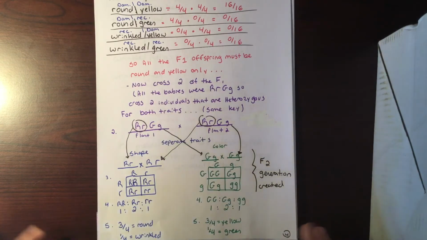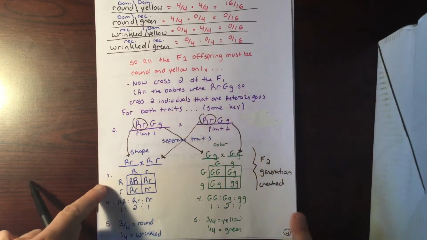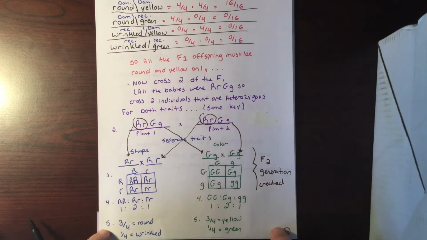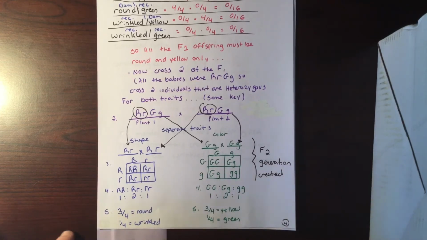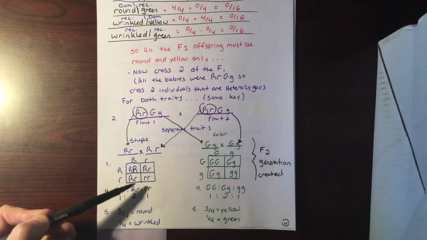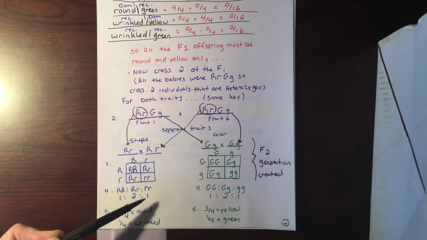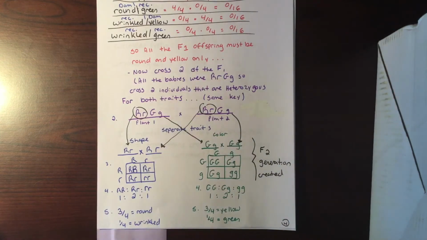Now I'm creating that F2 generation. I know how to do this from this particular step. Punnett square, genotype, phenotype. Keep that phenotype in fractions. So as I go through, big R, big R, big R, little r, big R, little r, little r, little r. I end up genotypically with a 1 to 2 to 1 ratio. Easy first type of problem that we did.